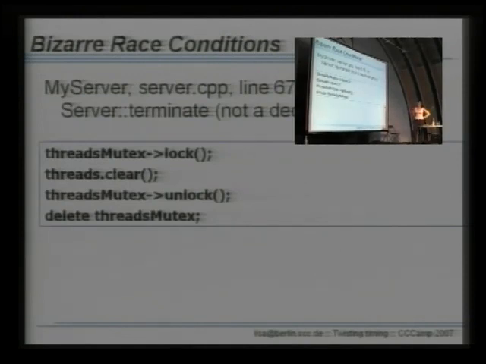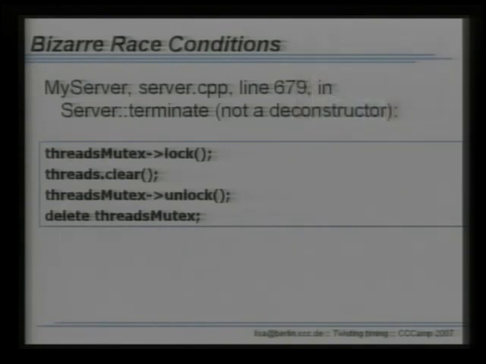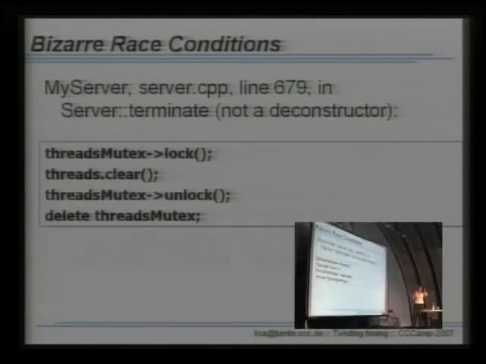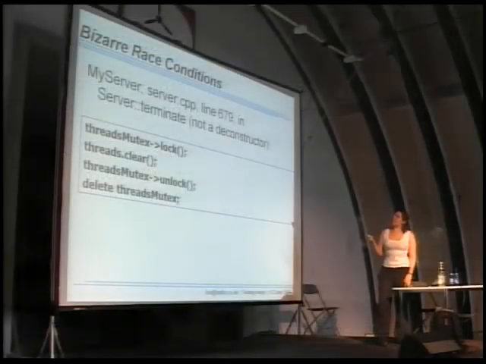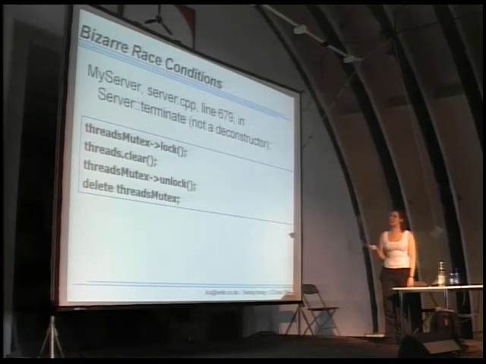Then there's the bizarre race conditions, where you sit in front of your computer, look at your editor and think, what the hell was the author thinking? This is one example. I have to give a bit of context here. It's, again, from my server. It's contained in the method server terminate, which is not a destructor, which is important for the bug to be interesting. It locks that structure, so it can access it, which it does, and then unlocks it, and then it deletes the mutex.